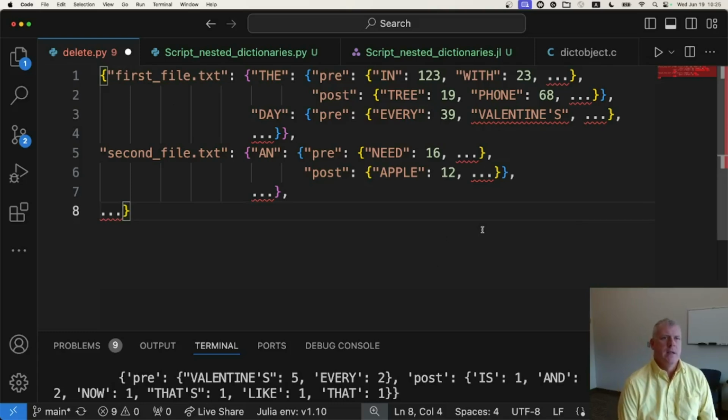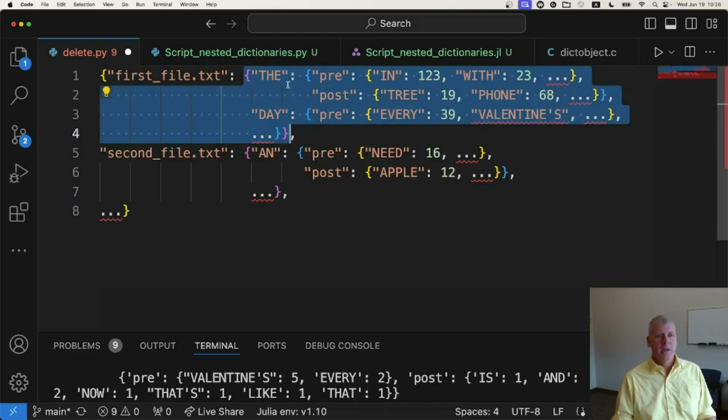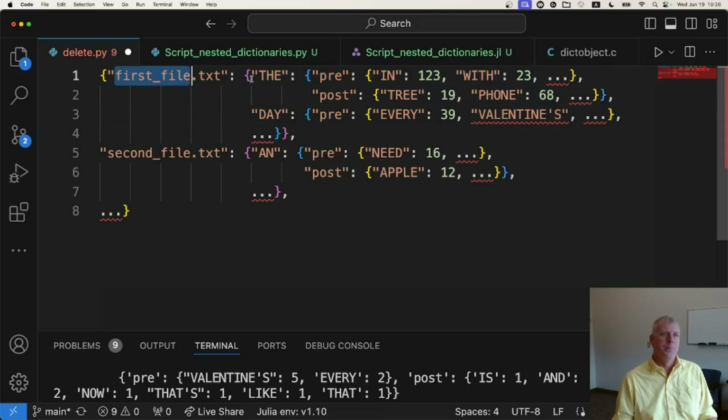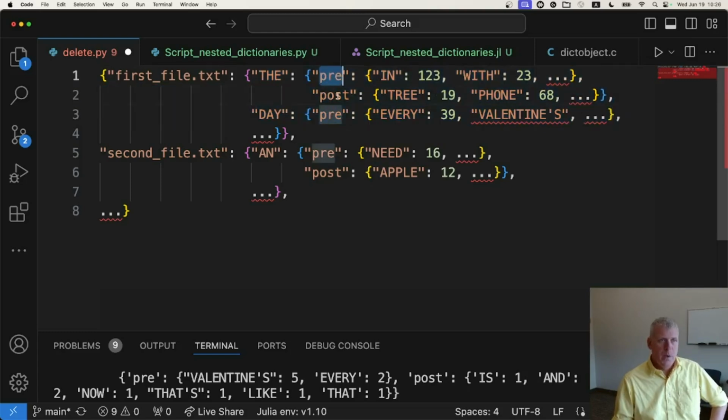So what I'm trying to create is a dictionary that has basically 4 dictionaries nested into each other. You have the top level dictionary, whose keys are the file names in the corpus. So for example, here's first_file.txt. That's the first file in the corpus. And then the value of that key is a dictionary itself. And the dictionary holds the words that occur in that file. So the word "the" occurs in this file. This is a toy example, artificial example here. And so the key is the word. And then the value is a dictionary. And the dictionary has 2 items. We have pre and post.